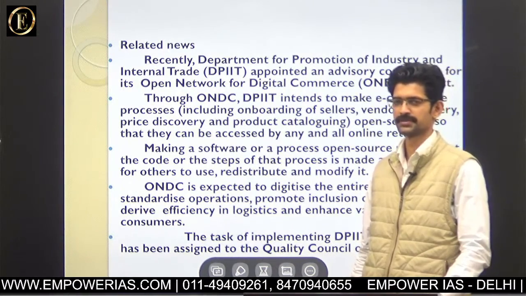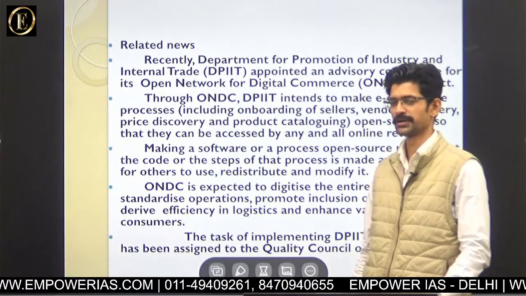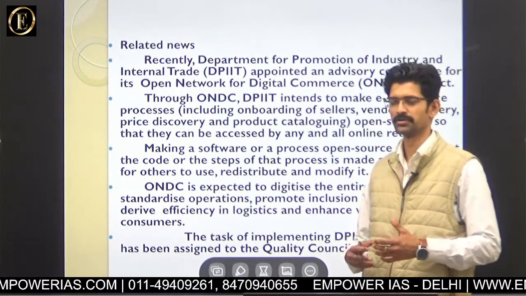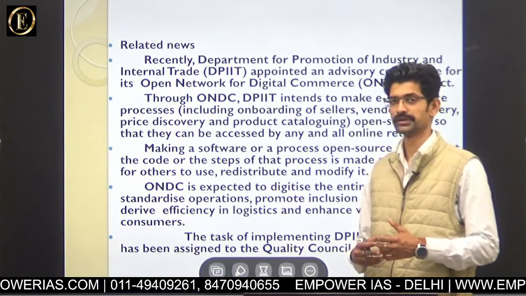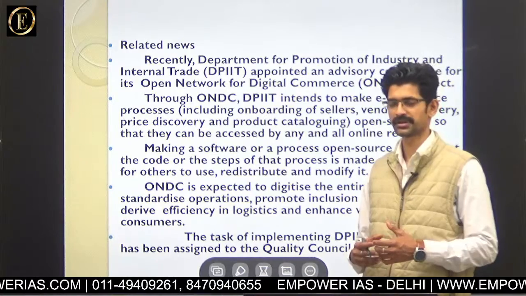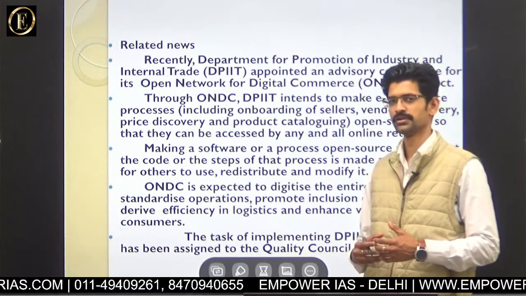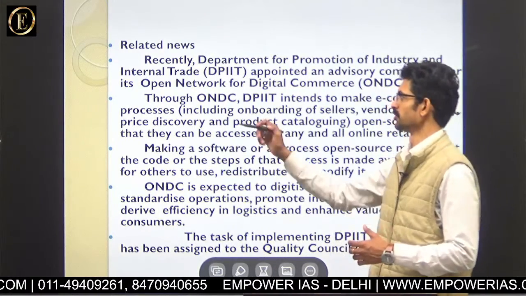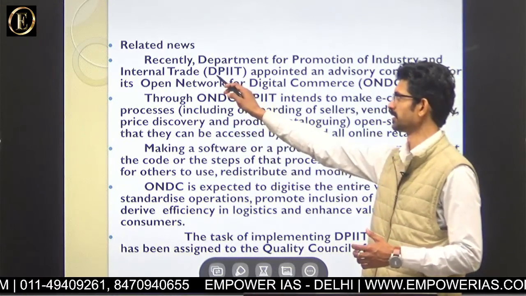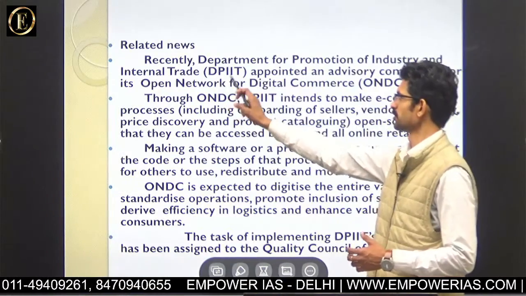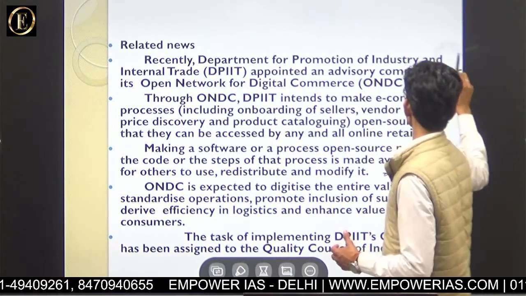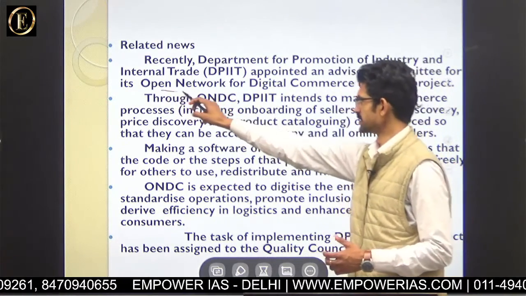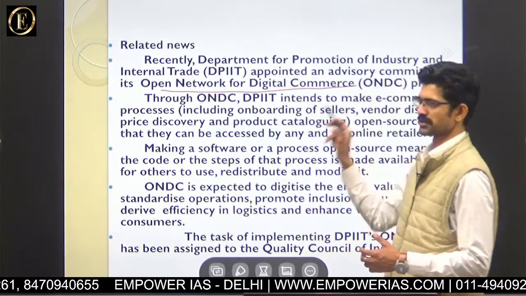So we were discussing the Open Network for Digital Commerce platform, in which we saw how the digital commerce rules are made by the Government of India in order to solve the grievances incurred by digital transactions and the purchasing of goods through e-platforms. Further, making a new move in this plan, the Government of India under DPIIT, that is the Department for Promotion of Industry and Internal Trade, has provided the ONDC, that is Open Network for Digital Commerce.